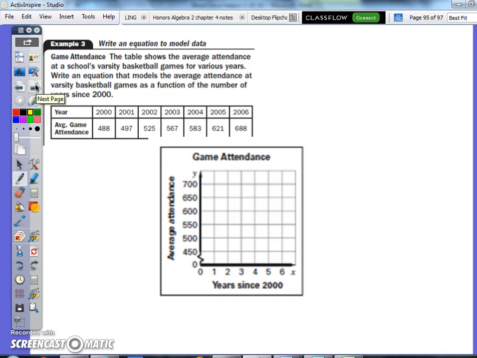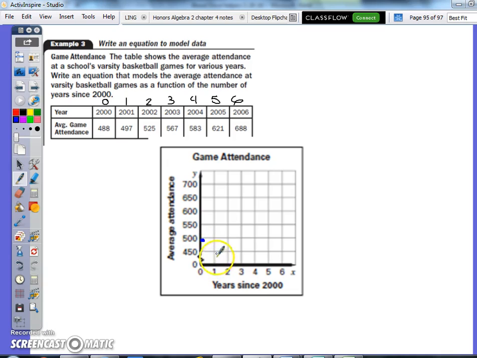All right, write an equation to model this, it says. So you have to plot it. Let's see if we can find another way. So, years since 2000. So we have years since 2000: 0, 1, 2, 3, 4, 5, 6. Those are years since 2000. So we're at 0, and then we're at 488, which is roughly here.